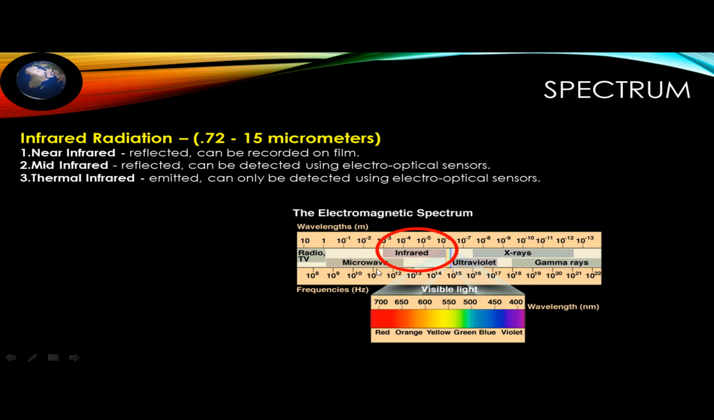Here you can see the infrared region: near infrared, mid infrared, and thermal infrared. There are subcategories of the infrared region, as I showed you. The near infrared reflected radiation can be recorded on film, and it can also be detected using an electro-optical sensor. The thermal infrared takes the emitted radiation, which can only be detected using an electro-optical sensor. For this also we need an electro-optical sensor to sense the emitted radiation.